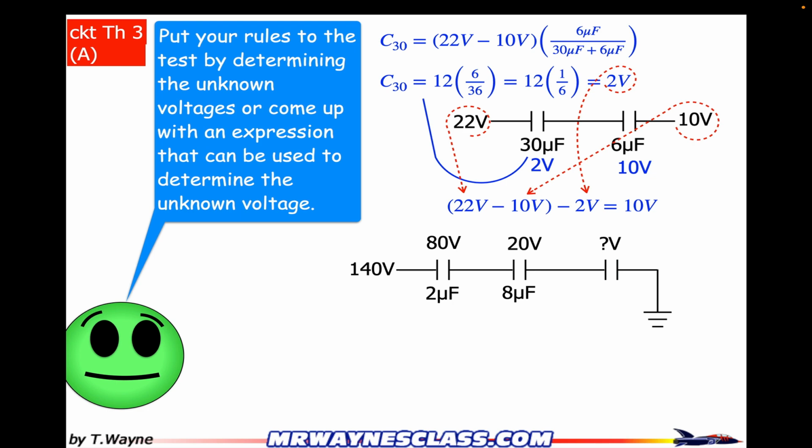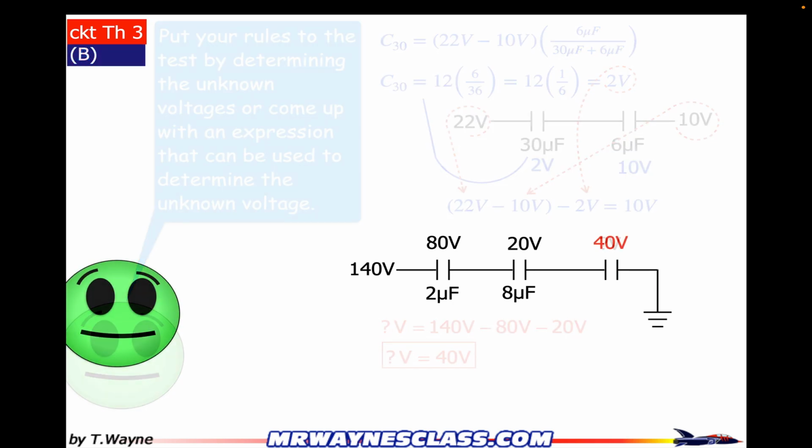Now for the bottom circuit, this one's a little bit more straightforward. I start with 140 volts on the left, and it's going to go to 0 on the right. So I can just look at this as 140 minus 80 minus 20, and that's going to equal 40 volts. So the final one is going to be 40 volts.